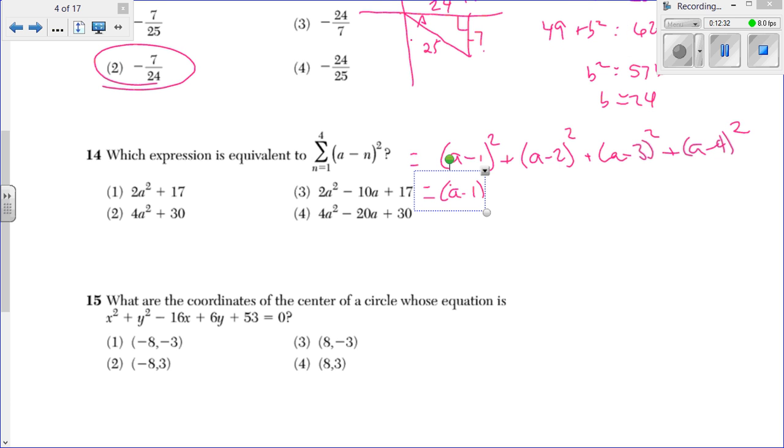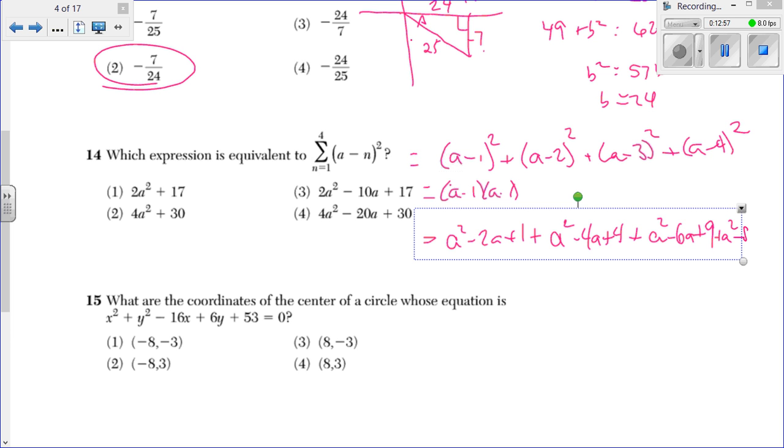So it's a minus 1 times a minus 1, and you're going to have to FOIL that. You'll have a squared minus 2a plus 1 plus, the same thing's going to happen here. It'll be a squared minus 4a plus 4 plus a squared minus 6a plus 9 plus a squared minus 8a plus 16. So I have 1, 2, 3, 4 a squareds.